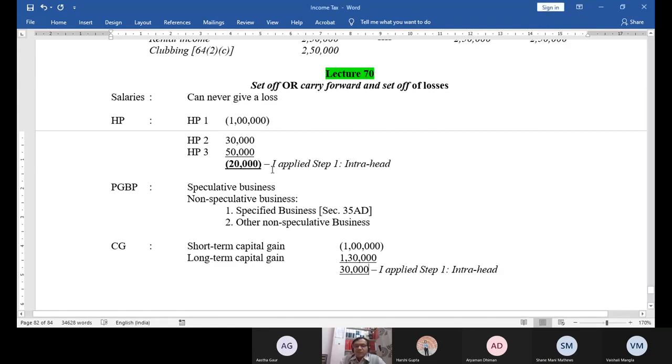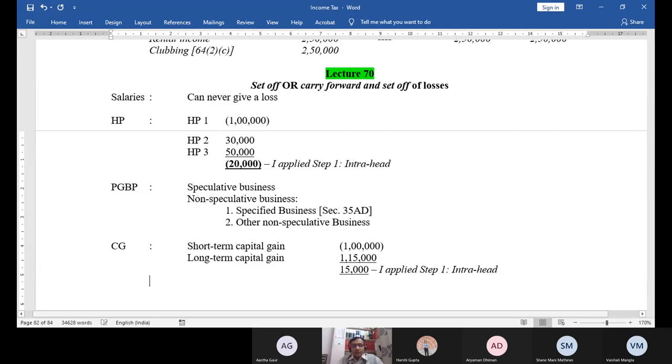Now, my house property was having negative income. After applying step 1, I have step 2. Or rather than 30,000 in capital gain, let me make it 1 lakh 15, and my net result is 15,000. Now after applying intra-head for the house property head, still I have negative. Government says no issue. Then you go to step 2, apply inter-head.